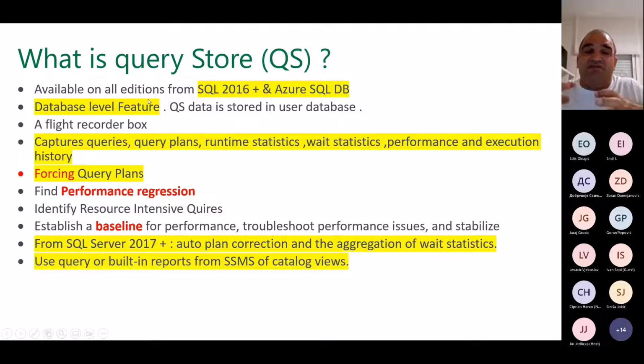It's like a flight recorder because it captures all the queries, the query plan, runtime statistics, wait statistics, performance, execution plan history. It's a technology taken from Azure and brought to on-premises SQL Server. You can force a query plan for a regressed query, we will see it. You can find performance regressions. You can establish a baseline and then troubleshoot performance. From SQL Server 2017, there is also automatic plan correction and aggregation of wait statistics. You have built-in reports in SSMS and catalog views.